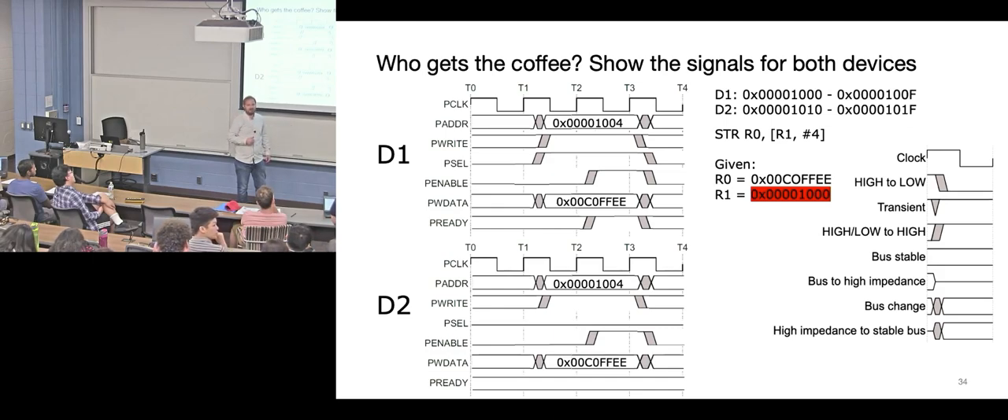If P-enable is for when the device needs to act, and P-ready is when it's done, how come in this example they're going high at the same time? We'll get to that in a second. You could have a peripheral that can respond immediately. Totally, it's acceptable, and nothing in this example prompted you to know exactly when the peripheral would have responded. If it was an exam or something, you would have that information.